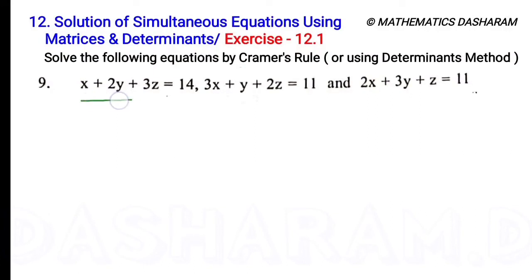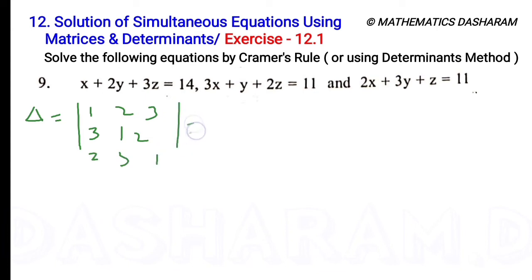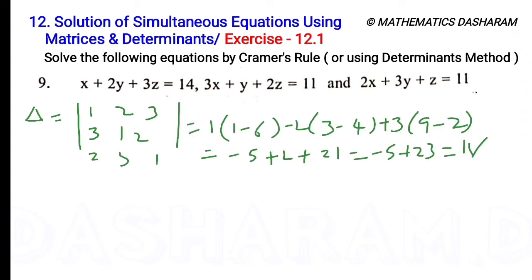Ninth question: x plus 2y plus 3z equals 14, 3x plus y plus 2z equals 11 and 2x plus 3y plus z equals 11. Let's create the delta matrix. First row is the coefficients of the first equation, 1, 2, 3. Second row is the coefficients of the second equation, 3, 1, 2, and similarly 2, 3, 1. Let's find its determinant. Its determinant is 18, not equal to 0, so the given equations are consistent. Next, delta 1 means replace the first column with constant numbers.